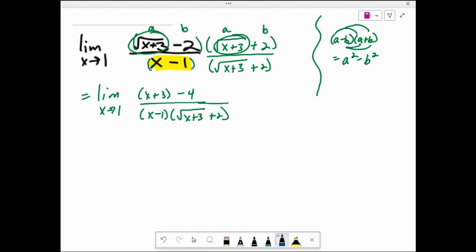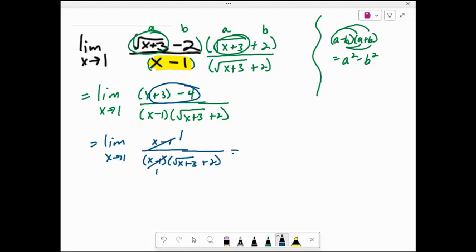But hopefully we can see what's going to happen in the numerator here. Plus 3 minus 4, that's just going to give us x minus 1. That x minus 1 on the top will take out the x minus 1 that we left in the bottom. And now, once again, we have a limit of an expression that is well defined at 1.